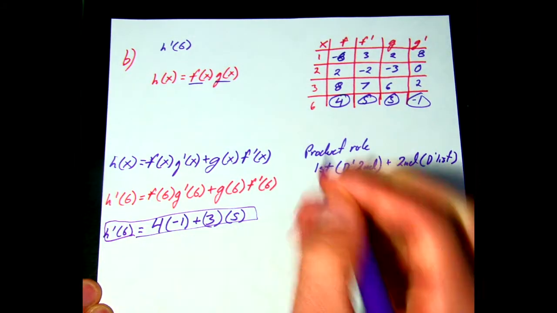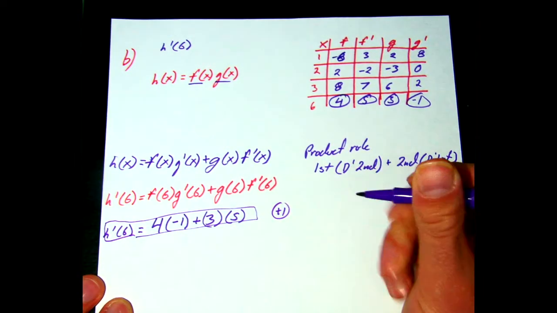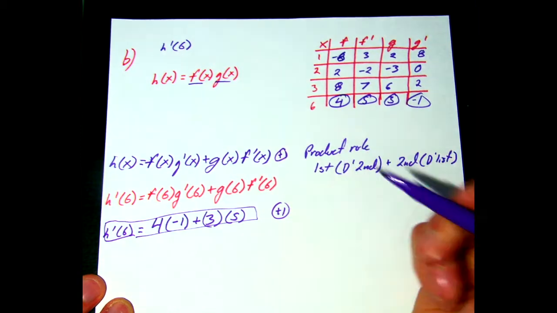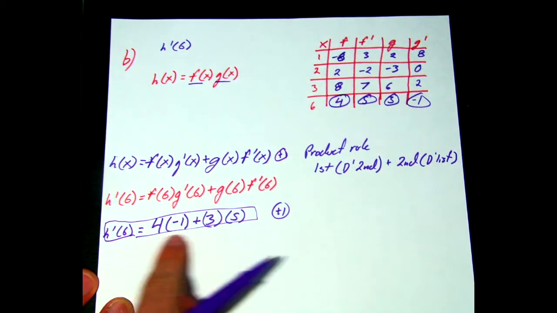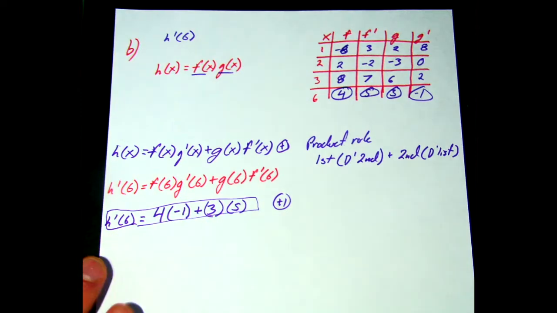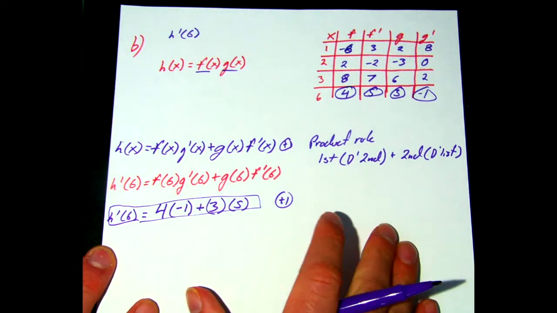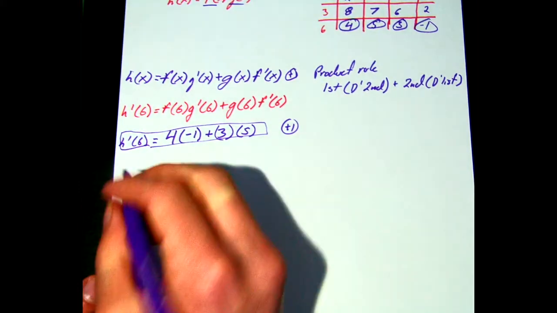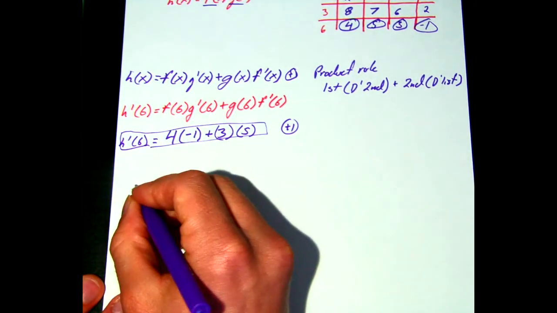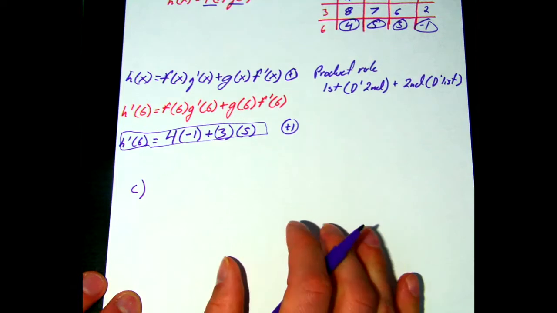And just leave it here, because you get 1 point for the answer, and you get 1 point for taking the derivative. So you are totally able to leave it like this. If you really want to write this as 11, you can, but I would recommend just stopping here. In part C, do this on the same paper, because we're going to use the same table.